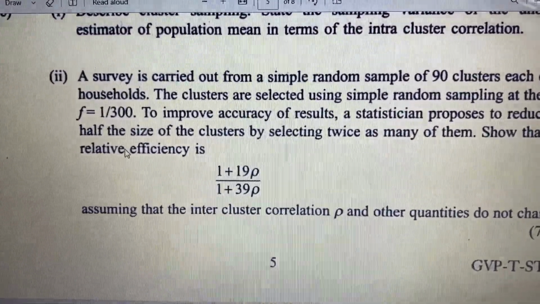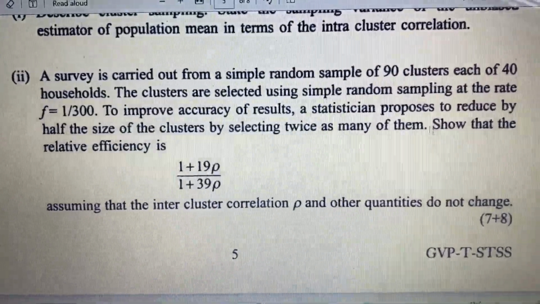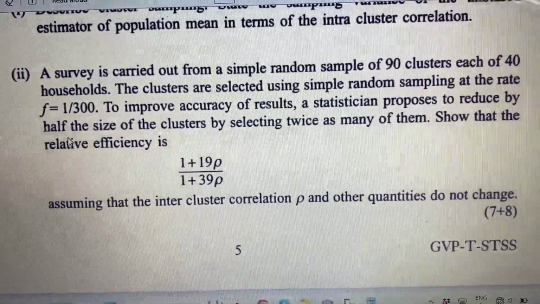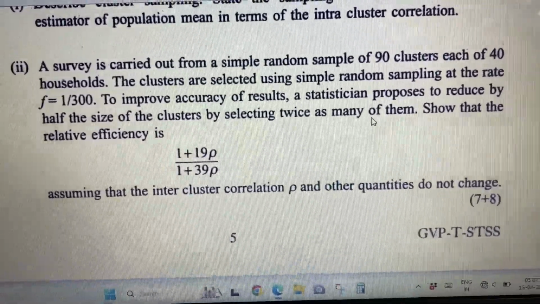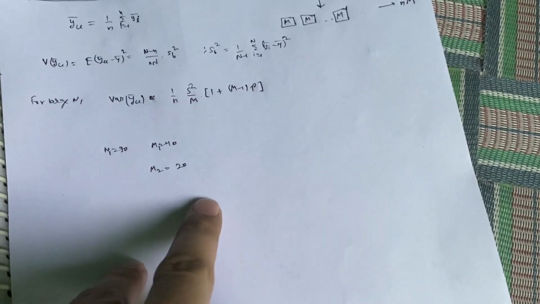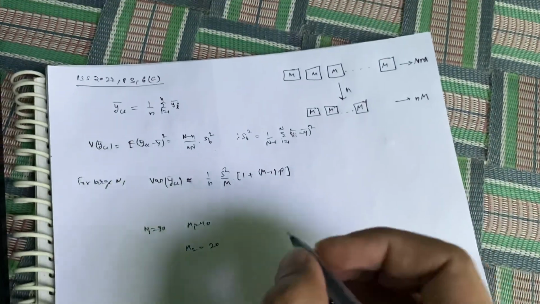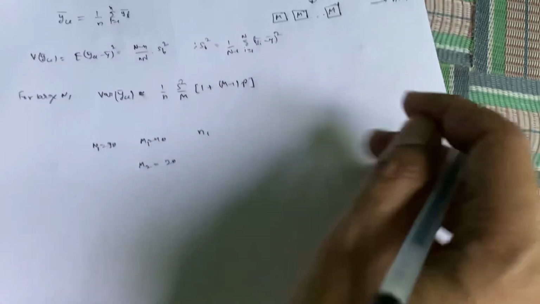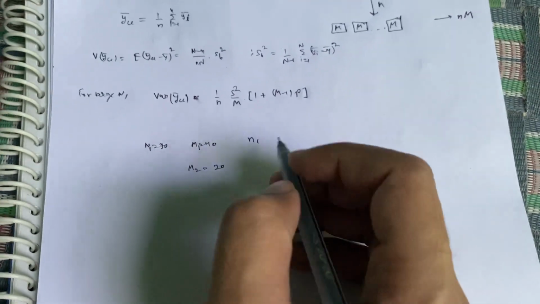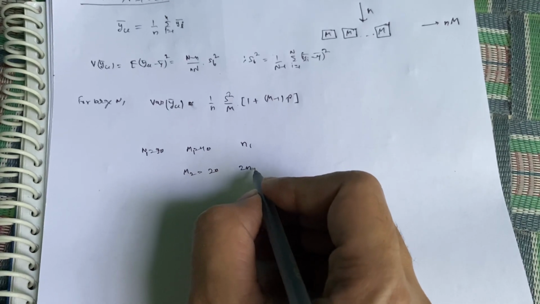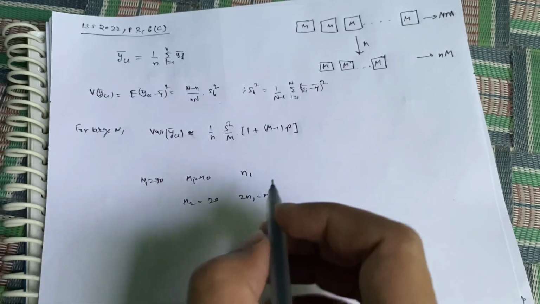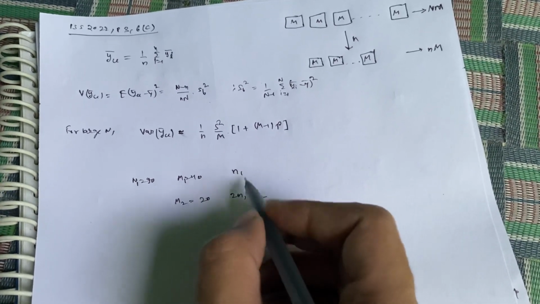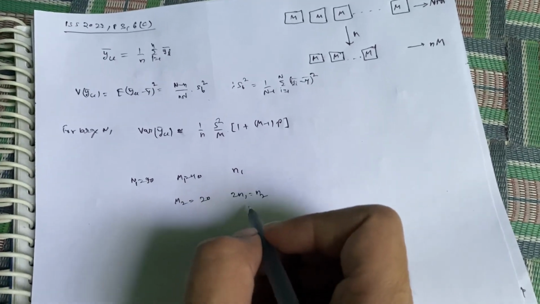Now read further. A statistician proposes to reduce by half the size of the clusters by selecting twice as many of them. So he halves the size of the cluster and selects twice the number of units. Suppose we selected n1 units earlier, then we are selecting 2 of n1, this is n2, you can write like this. So we are selecting twice of n1 units in the second way.